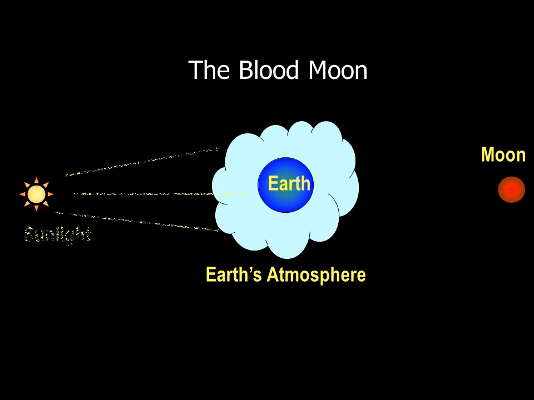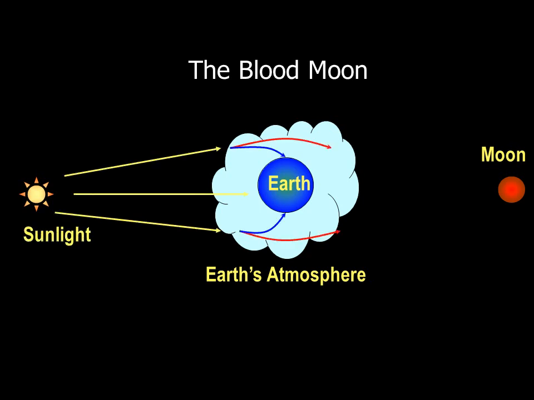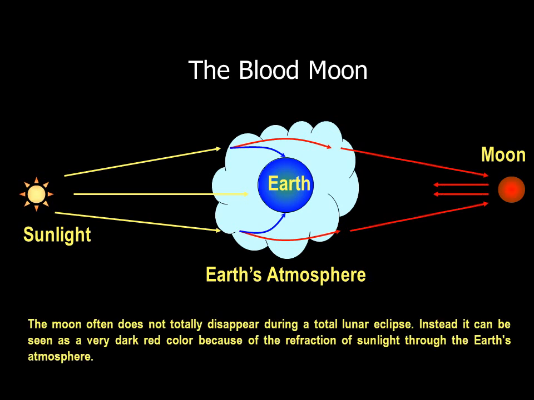During a lunar eclipse, the moon often does not totally disappear during a total lunar eclipse. Instead, it can be seen as a very dark red color because of refraction of sunlight through the Earth's atmosphere. So you can see during a lunar eclipse the moon color, especially in the umbra part, is reddish. This is because of light refraction.